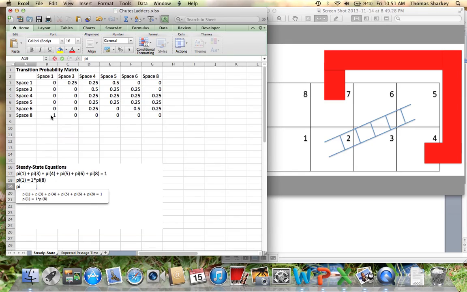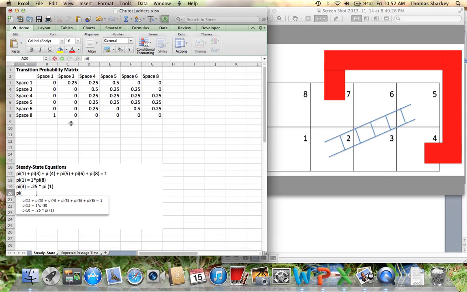Now we can look at pi of 3. For pi of 3, there's only one way to transition into space 3. I had to have been on space 1 and then transition to space 3. Everything else, I don't have the capability of coming back to space 3. So for pi of 3, we look at the column associated with space 3. We have a 25% chance of being in space 1 and then transitioning to space 3. So we'll have 0.25 times pi of 1.